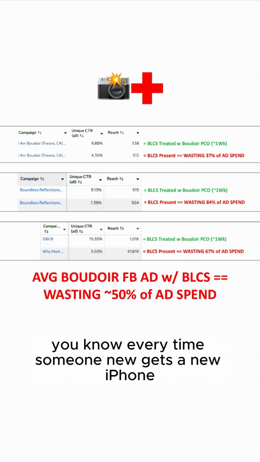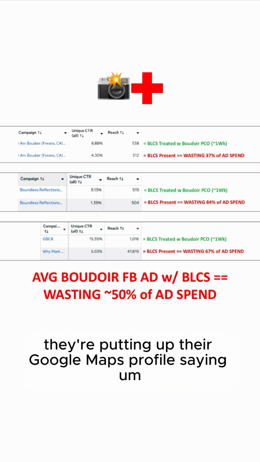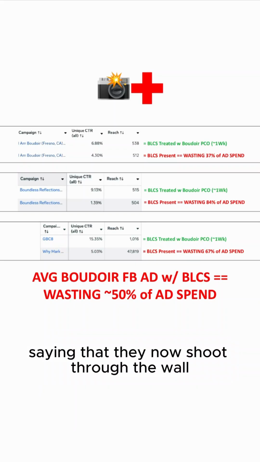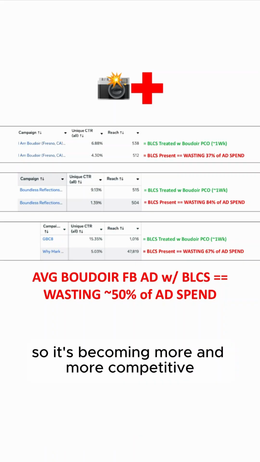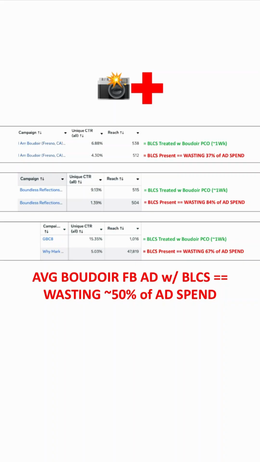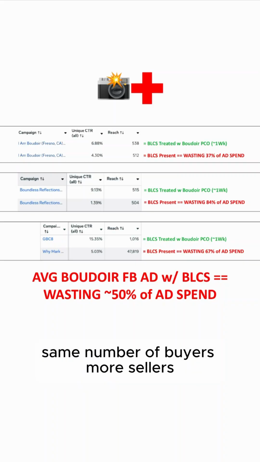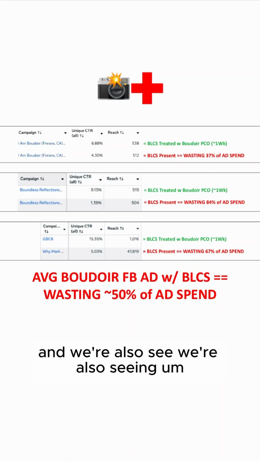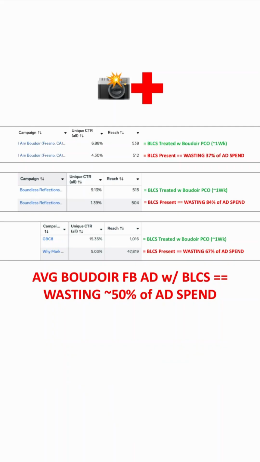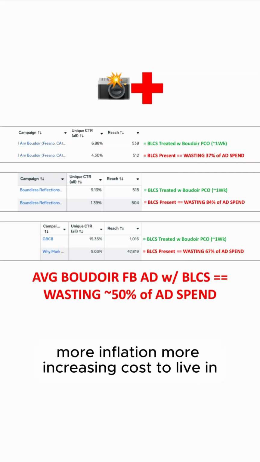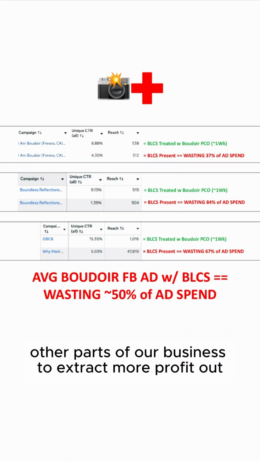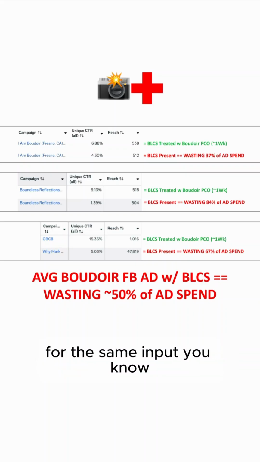Every time someone new gets a new iPhone, they're putting up their Google Maps profile saying that they now shoot boudoir, or they got a new camera. Now they're in the mom group saying they also now shoot boudoir. It's becoming more and more competitive, more saturated. Same number of buyers, more sellers, and we're also seeing more inflation, more increasing cost of living, and we've been optimizing other parts of our business to extract more profit out for the same input.